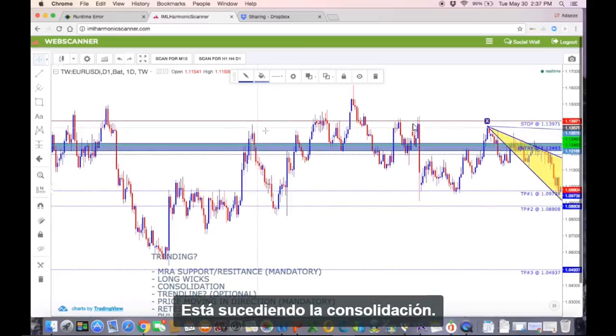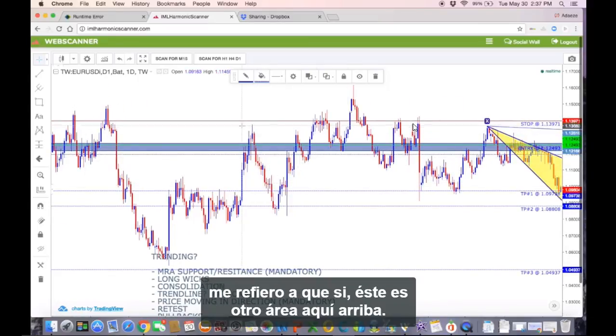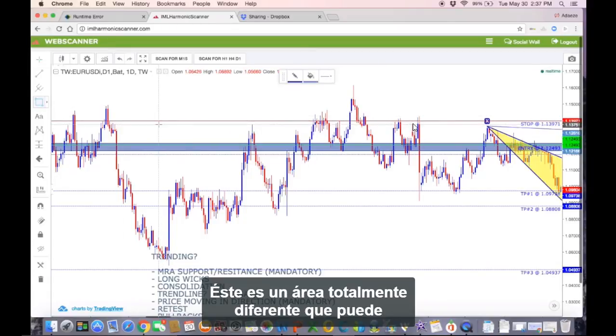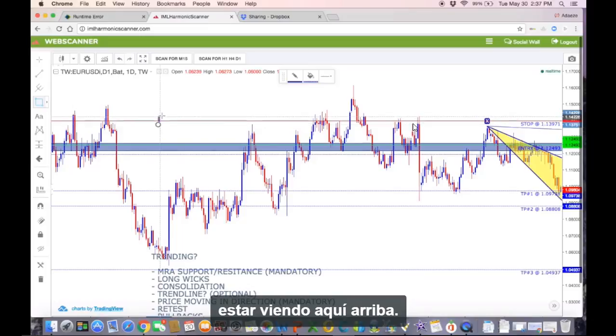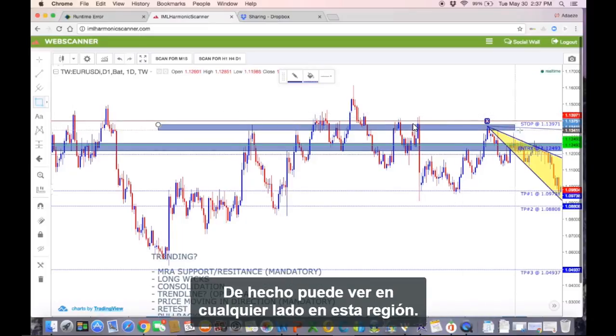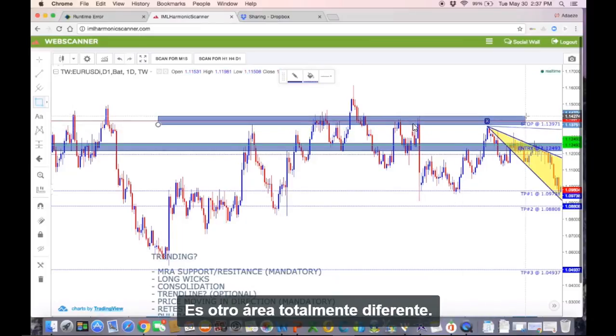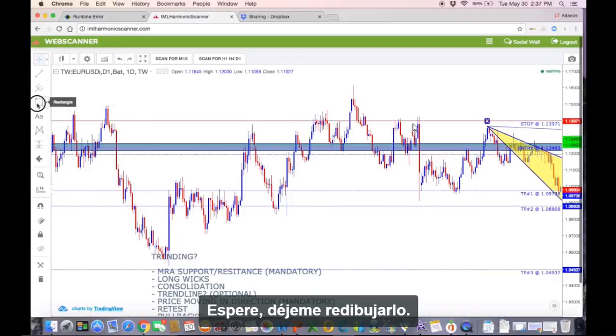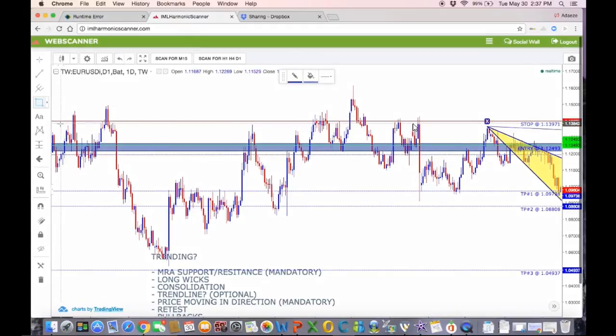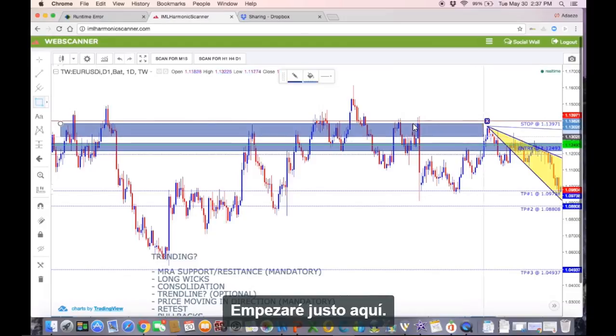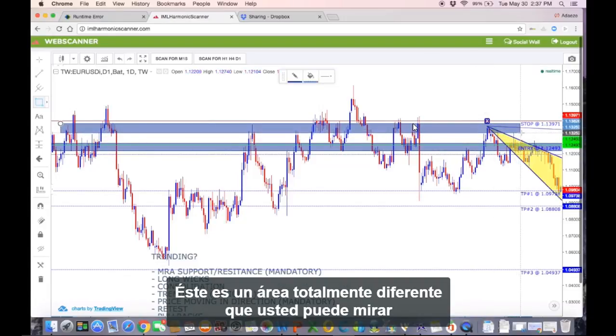Consolidation happening there. See, price came up. It reversed here. I mean, yes, this is another area up here, actually. This is a whole other area that you could be looking at right up here. You could actually look anywhere in this region. This is a whole other area. Hold on, let me redraw that. I'll start right here. This is a whole other area that you could be looking at.